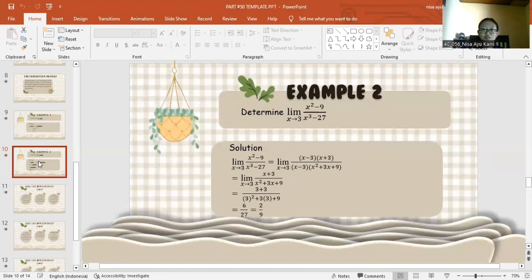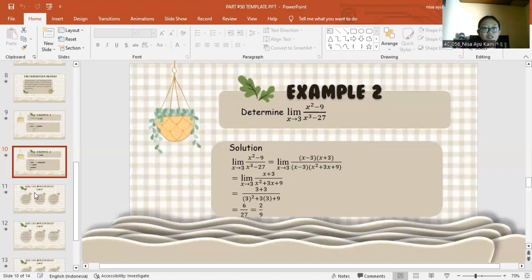3 plus 3 all over 3 squared plus 3 multiplied by 3 plus 9. Simplifying further, we get the following. 6 over 27 equals 2 over 9. Therefore, the limit of the expression as x approaches 3 is 2 over 9.